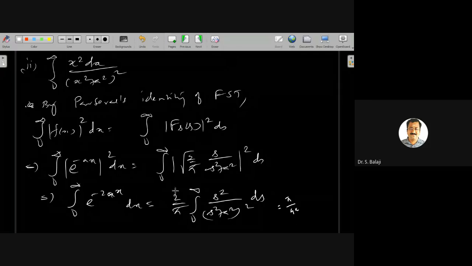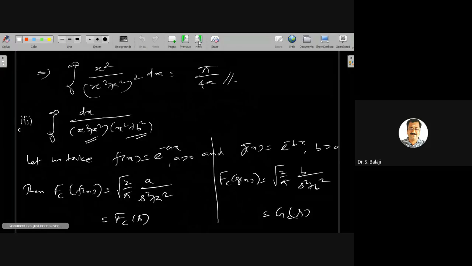Okay? Is good. x square by x square plus a square dx. Your answer will be pi by 4a.